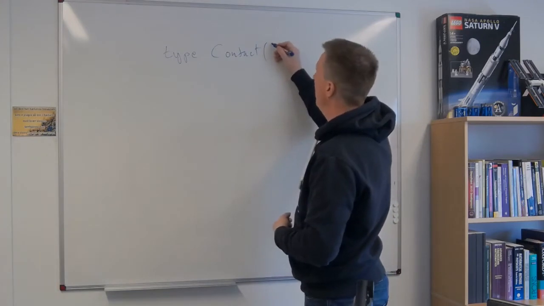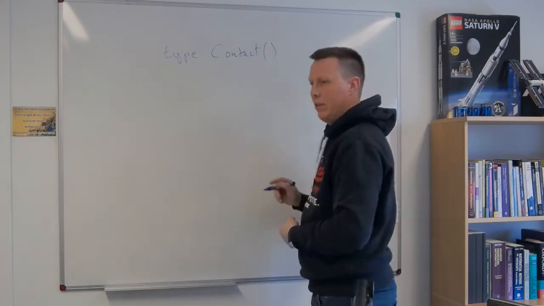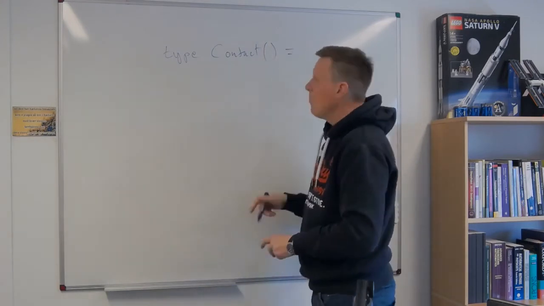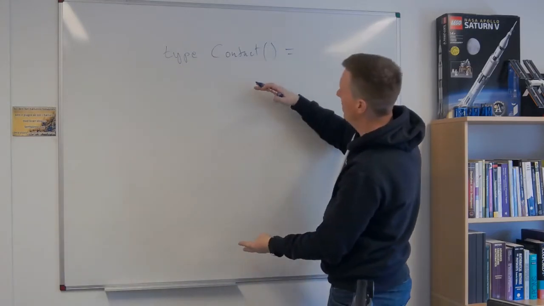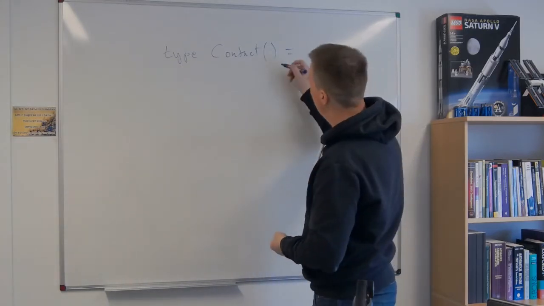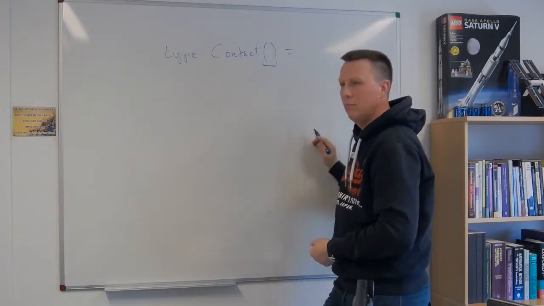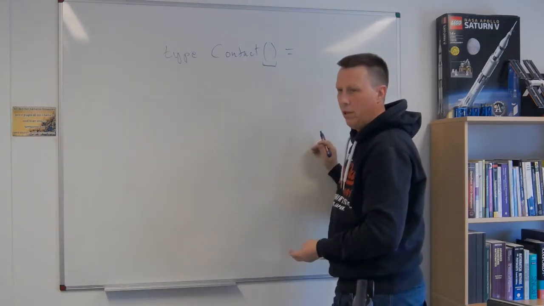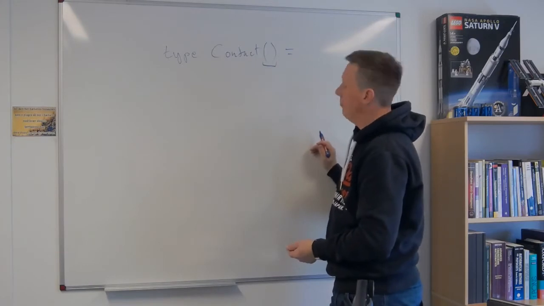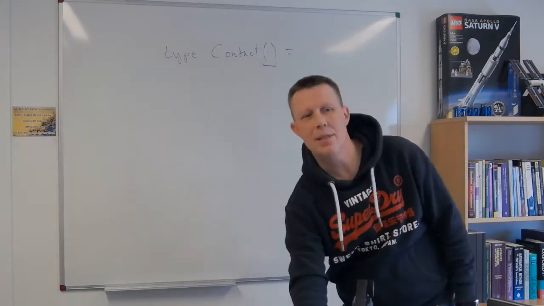And if I want to make a really simple class, I can just say parenthesis equals, and now I can start building my class. What this says is that this type has a constructor, which is an empty constructor. It takes a unit, and that's it. But that would be a little bit silly for our contact class.